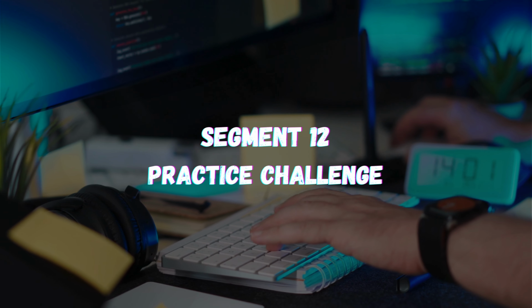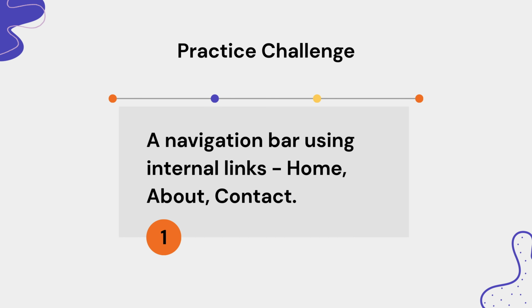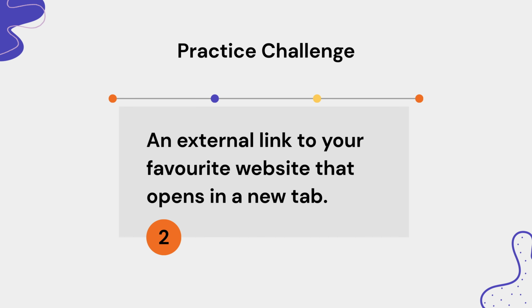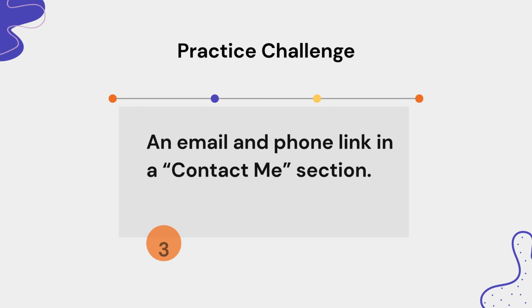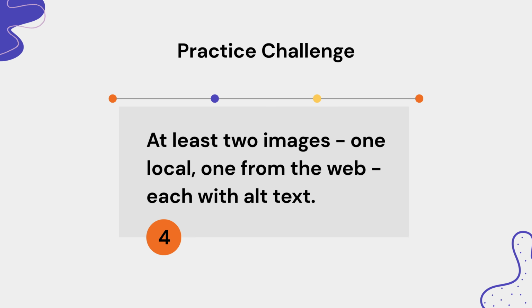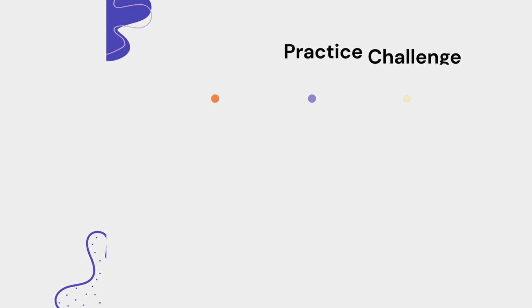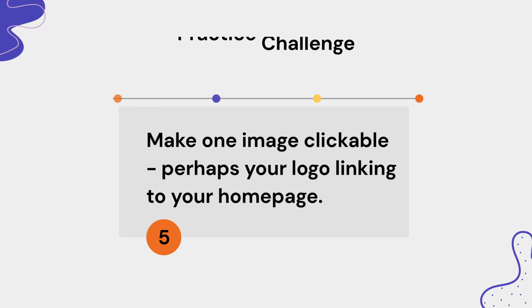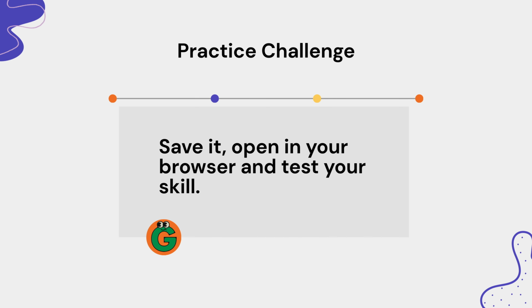Segment 12. Practice challenge. Let's test your skills now. Create a file called linkimages.html and include the following: a navigation bar with internal links for home, about, and contact, an external link that opens in a new tab, email and phone links in a contact section, and 2 images, one from the local and one from the web with good alternative text. Finally, 1 clickable image, maybe your logo linking to a home page. Now save it and open it and test every link. You're officially connecting the web.